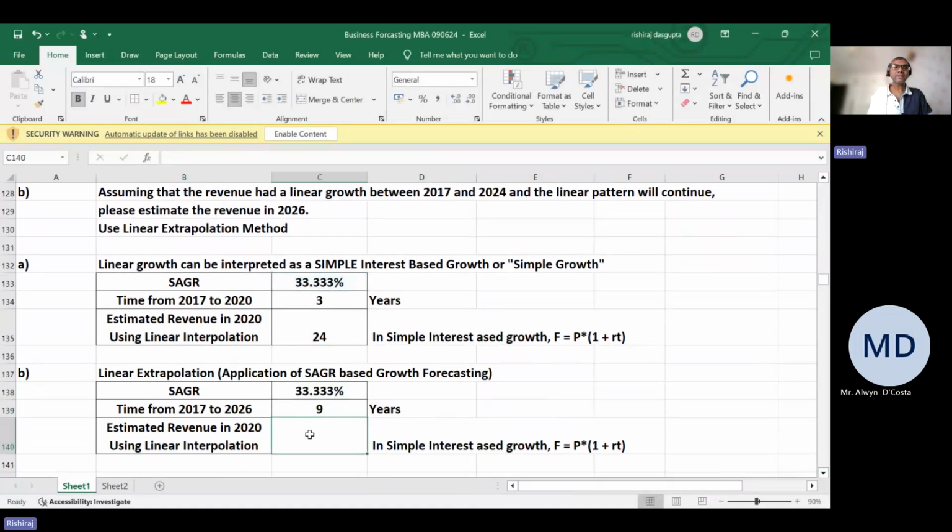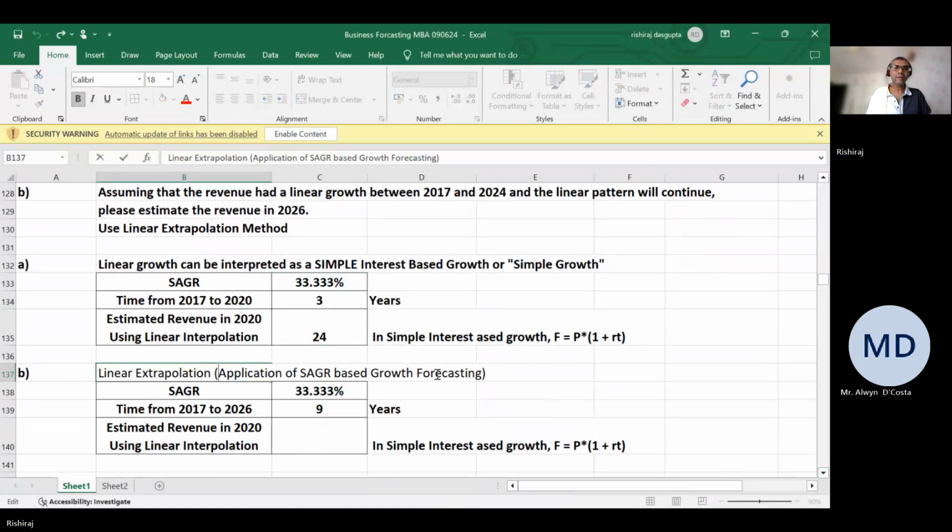Now 9 years is beyond 2024. That's why it's called extrapolation. Why is this called extrapolation? Because the given horizon of the data is 2017 to 2024. If I estimate any value within this time horizon, we call it interpolation. If I have to estimate and forecast any value beyond this time horizon, we call it extrapolation. So this is extrapolation because I am doing it for the estimated revenue in 2026.